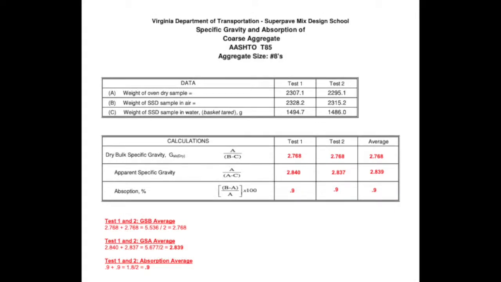Now we will average test 1 and test 2. You add those two values in test 1 and test 2, divide by 2. So our average for our bulk specific gravity of the number 8 is a 2.768. The average of the two tests for our apparent specific gravity is a 2.839, and our average for our absorption is 0.9.